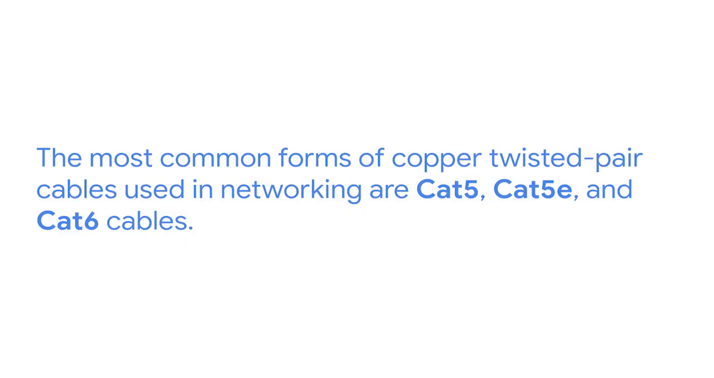The most common forms of copper twisted pair cables used in networking are Cat5, Cat5e, and Cat6 cables. These are all shorthand ways of saying Category 5 or Category 6 cables. These categories have different physical characteristics, like the number of twists in the pair of copper wires, that result in different usable lengths and transfer rates. Cat5 is older and has been mostly replaced by Cat5e and Cat6 cables. From the outside, they all look about the same, and even internally, they're very similar to the naked eye.